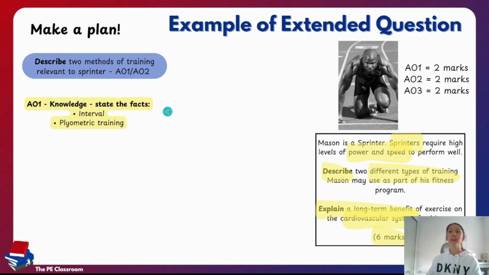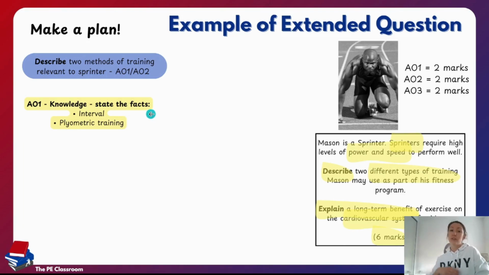So my AO1 points, what knowledge do I need to talk about? Well, we need to recognise what two methods of training train power and speed. It's told us that they need high levels of power and speed. So what methods of training do we need to talk about? Interval training and plyometric training are two methods of training that you can talk about.